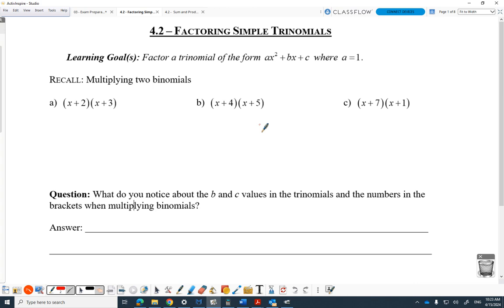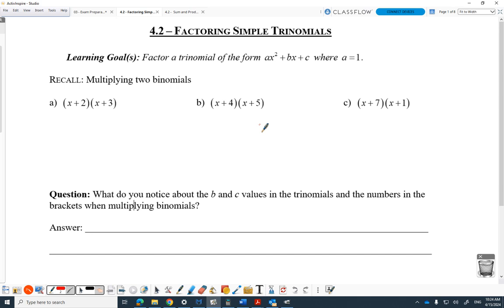4.2, factoring simple trinomials. Now, you should be scared that it says simple there. I mean, not scared for today. Today should be like, okay, this is going to be simple trinomials, but is there something not simple coming? And the answer is a big yes. One of the big problems in grade 10 is coming up this week, but it's not today.